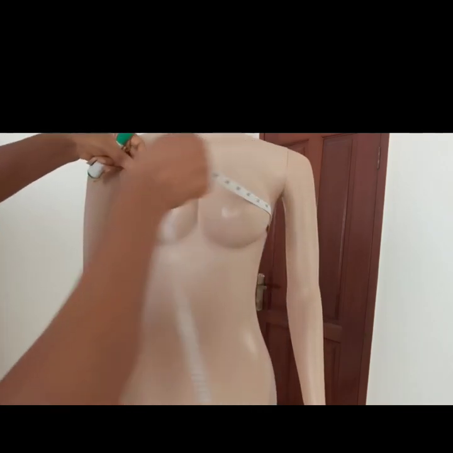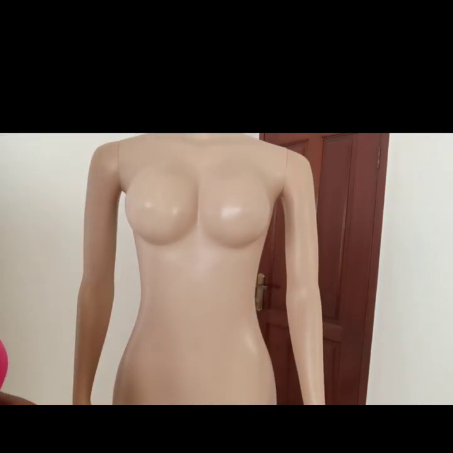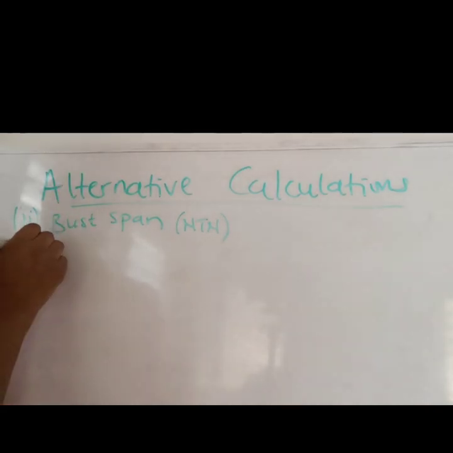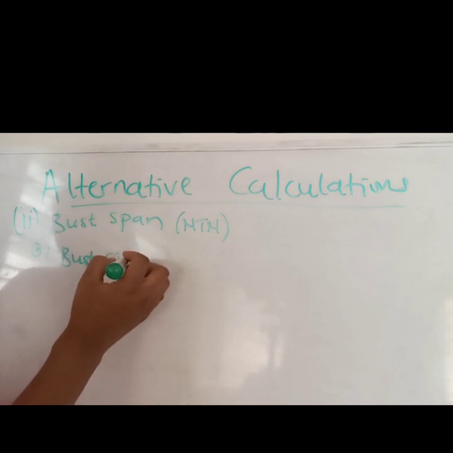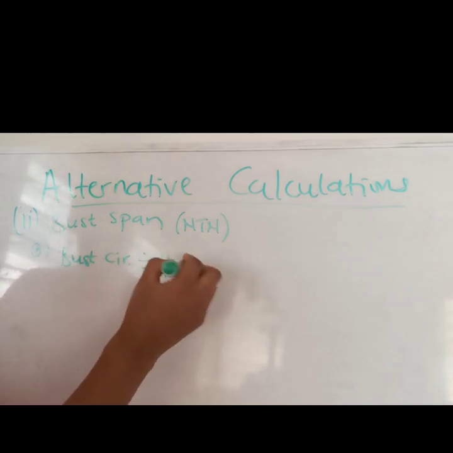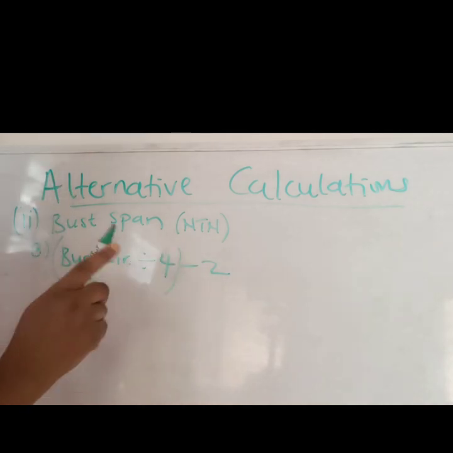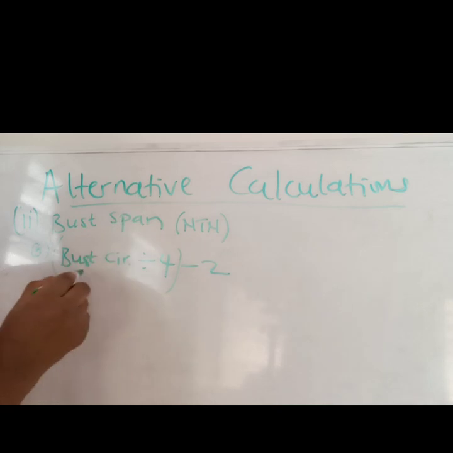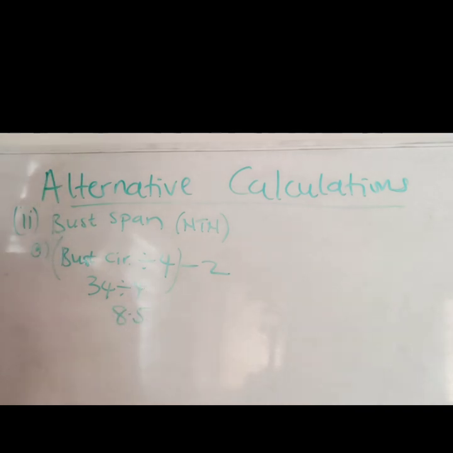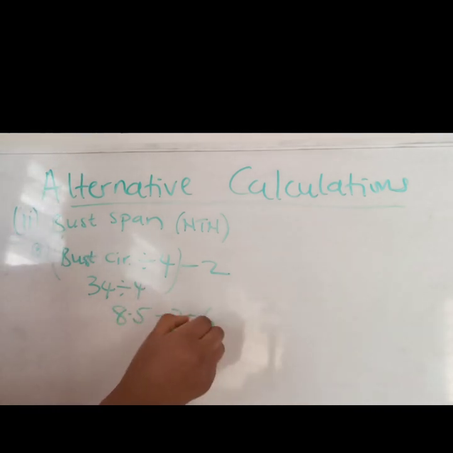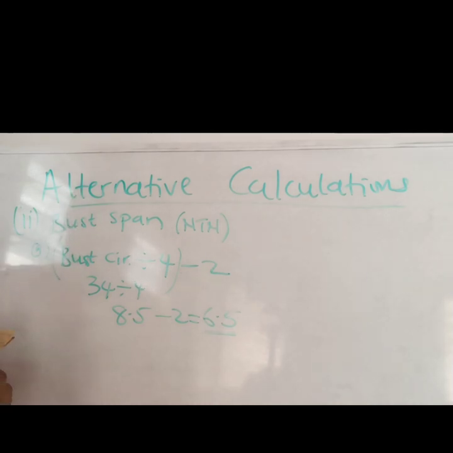Remember that the bust circumference is 34. So let's look at the formula. The first method to do this is to use the bust circumference, that is the bust round. Bust circumference divided by 4 minus 2. Divide the bust circumference by 4, you subtract 2. The bust you are working with is 34. 34 divided by 4 will give us 8.5. So 8.5 minus 2, we have 6.5, which was the same thing we got when we took our measurements.